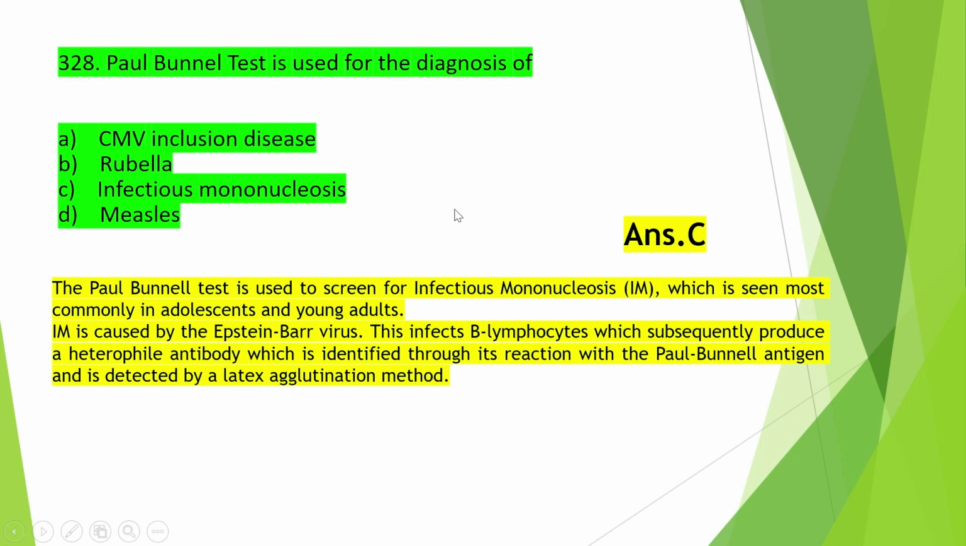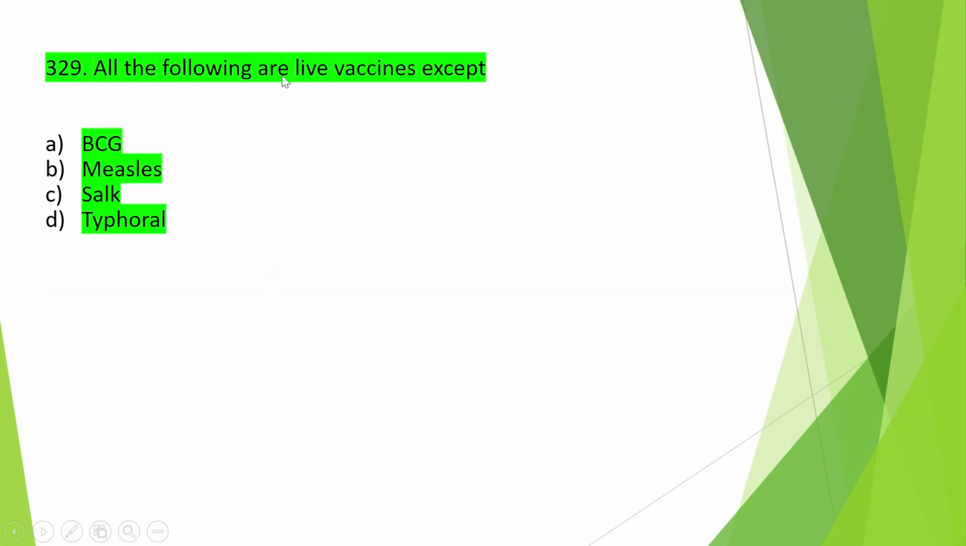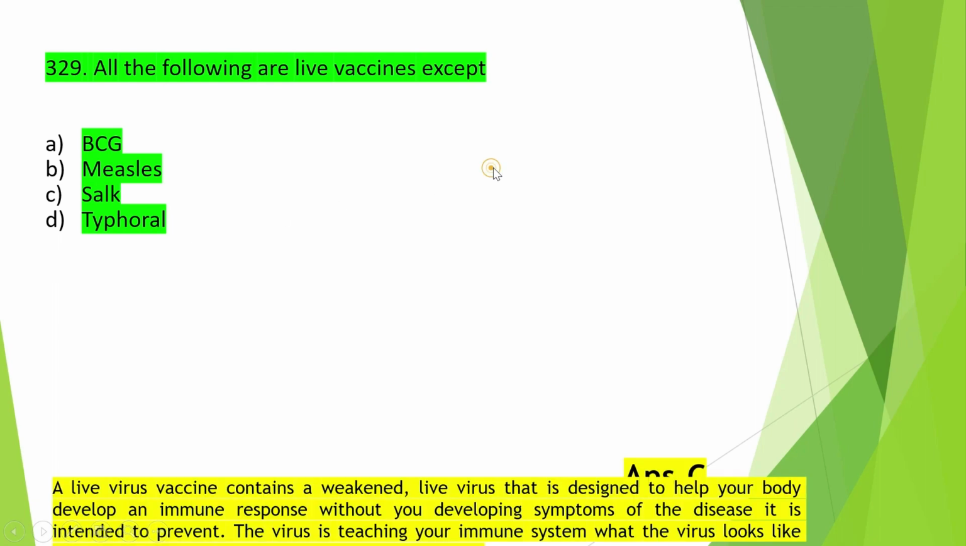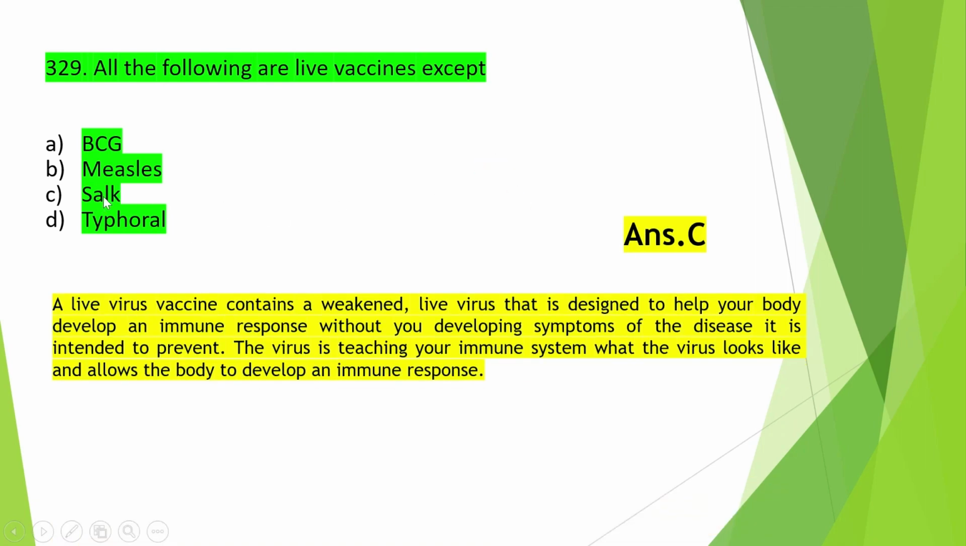Moving on to the next question: all the following are live vaccines except BCG, measles, Salk, or Typhoral. The right answer is option C, that is Salk. So Salk is not a live vaccine.